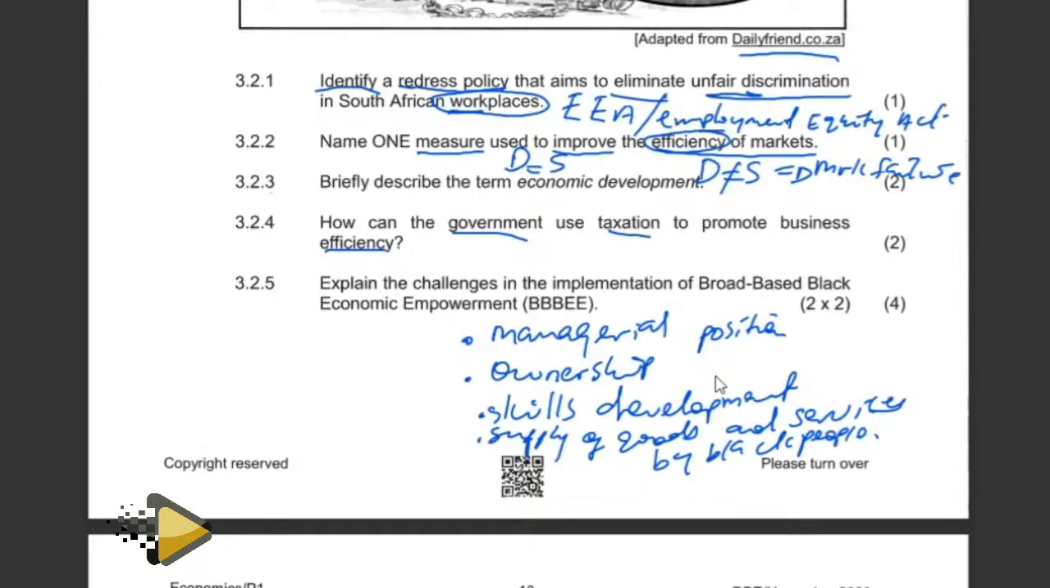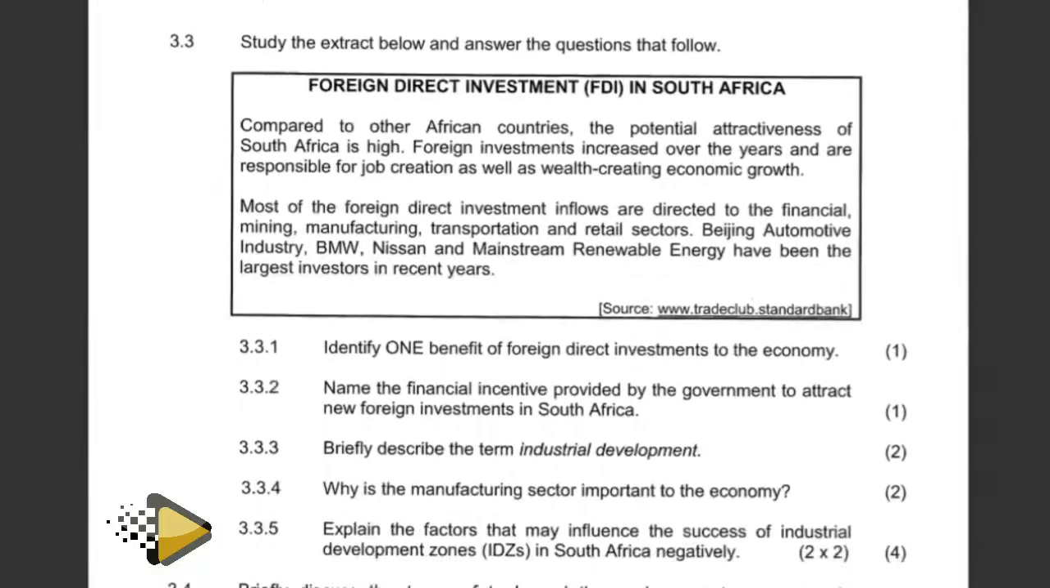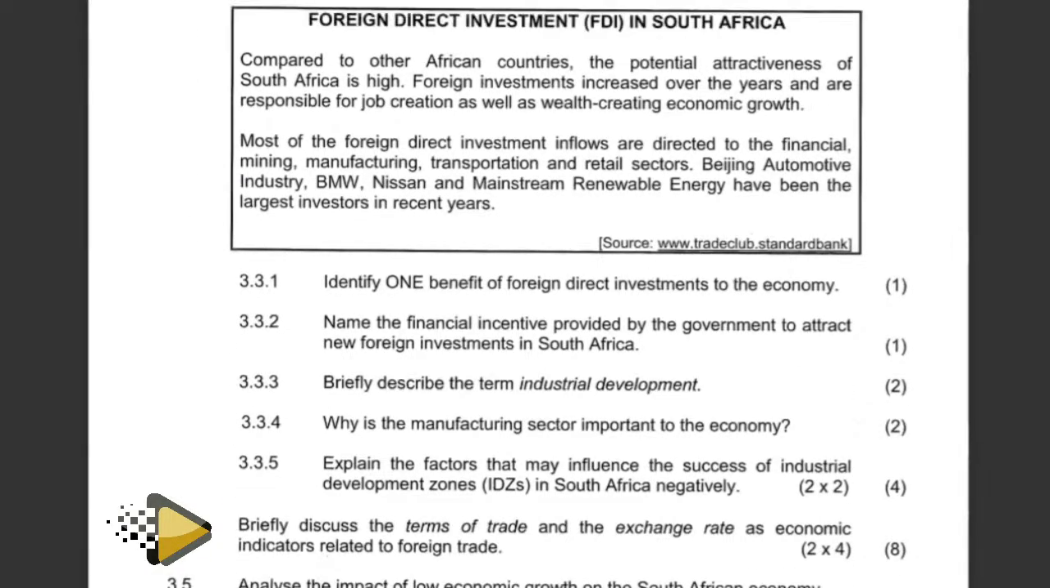Before the ANC came into power, before 1994, Black people were not given the platform to occupy managerial positions. Black people were not given any chance of ownership, or of skills development, or a chance to supply goods and services. So broad-based Black economic empowerment came to address those issues that I have mentioned. Great, so now let's move on to the next question.